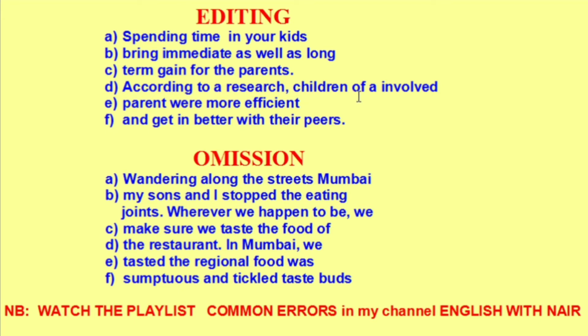According to a research, children of an involved, while I was reading, it spontaneously came out that an involved parent. Of course, it's a vowel sound, so it will be an. According to research, children of an involved parent were more efficient and get on better with their peers. Here they are using get with better, not got better with peers. So one part is present, and the other part is past.